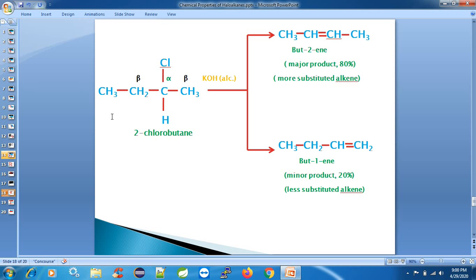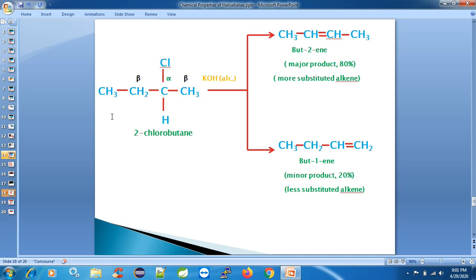As here two beta carbons are available, meaning beta hydrogens are available on both sides of the alpha carbon, for that reason we are getting two products. One is but-2-ene, another is but-1-ene. And but-2-ene is the major product because it is the more substituted alkene.